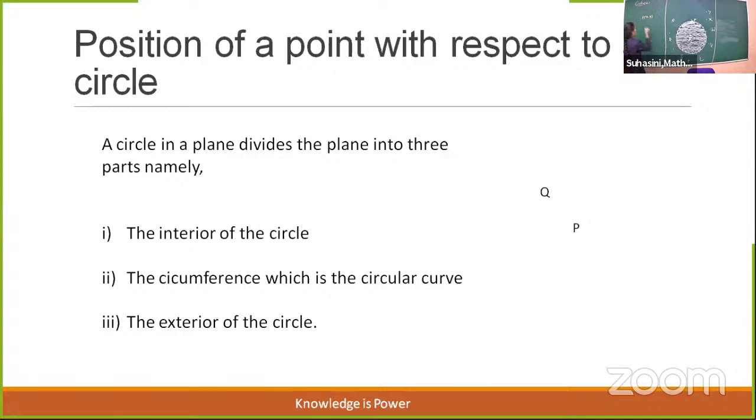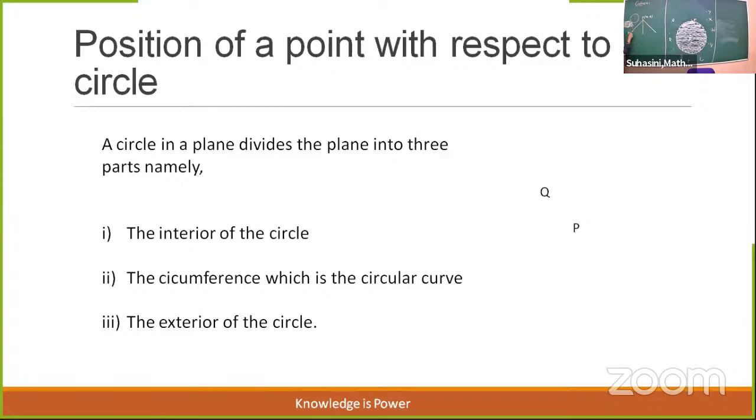in the plane of the circle, there exist three positions for a point. So P(x, y) can be in three different positions. That means our circle divides the plane into three different parts: one is the interior of the circle, another is the points on the exterior of the circle, and the other is the points on the circumference of the circle.